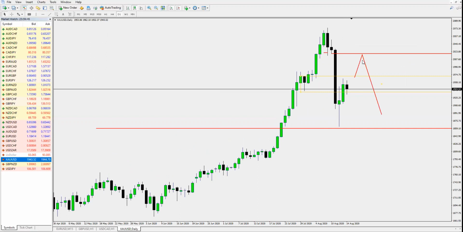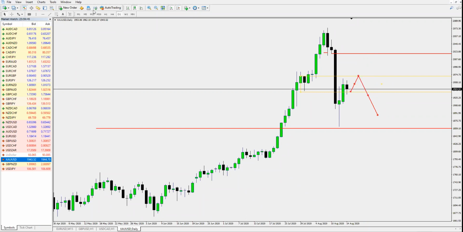Now, if that scenario does not play out and they respect this breaker over here, and price decides not to go higher and close some of that gap, then we could just reject off of this breaker that we currently have over here. So that is something to watch out for on gold.